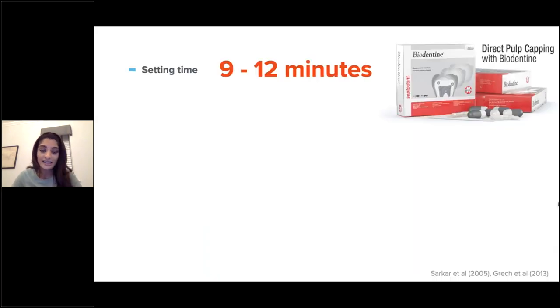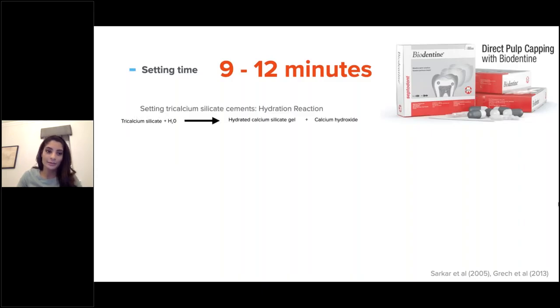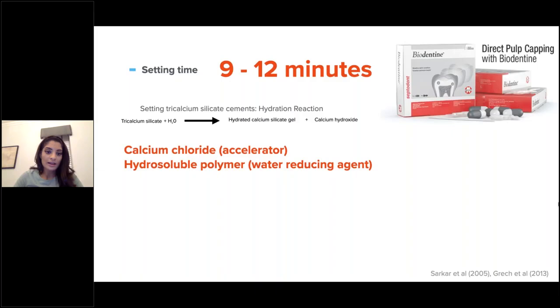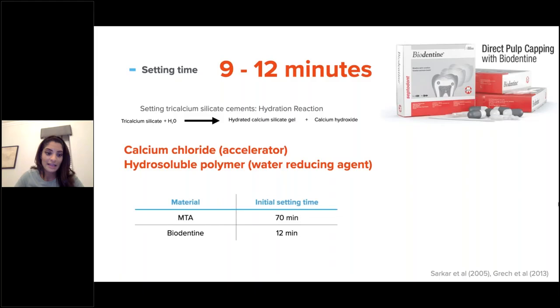Another advantage is that the setting time of biodentine is 9 to 12 minutes, which is a lot faster than any other tricalcium silicate on the market. Not those that are light cured, but any normal one, for example, MTA. And the setting reaction of tricalcium silicate cements is a hydration reaction. So we get calcium hydroxide release, which is responsible for the alkalinity. But calcium chloride and the hydrosoluble polymer are accelerators, and that's what gives a much shorter setting time compared to MTA.